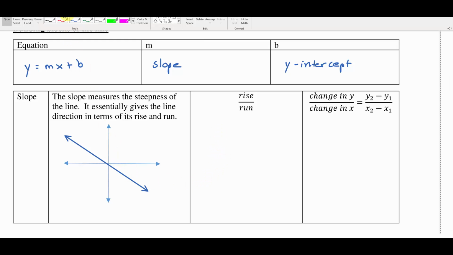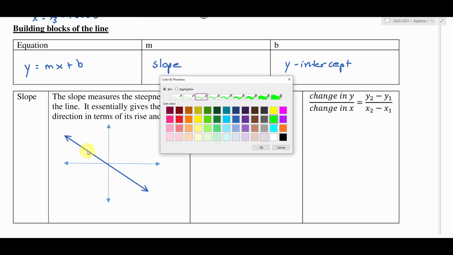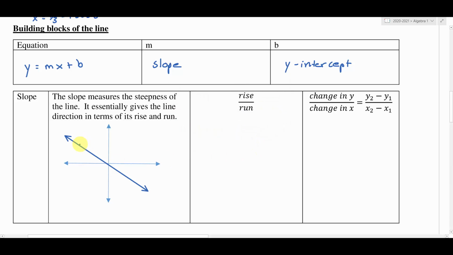So let me demonstrate that here in our graph. Grab a nice bright color, and let's say I put 2 points on this line, just like that. The rise, if I were traveling from this point to this point, would be the vertical change going from point A to point B. That's my rise. The run would be the horizontal distance that I travel going from point A to point B. So this horizontal distance here is our run.